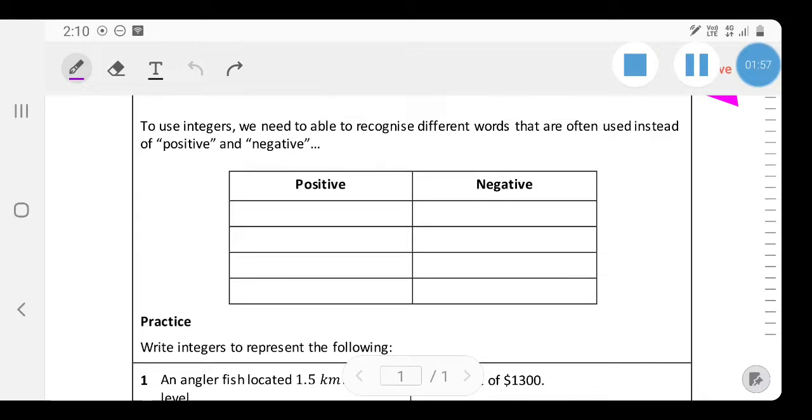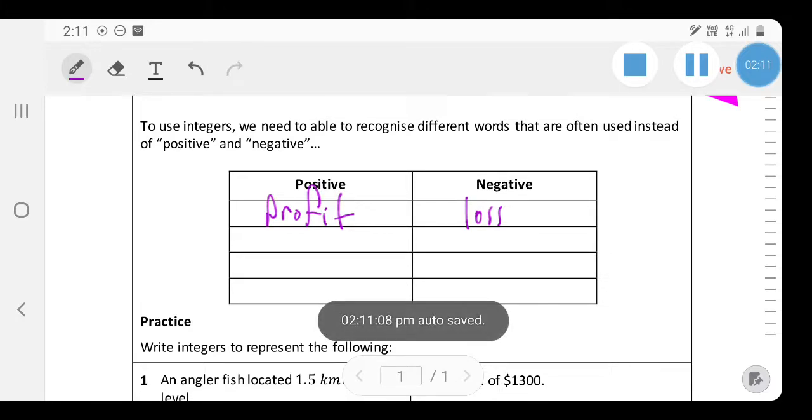The first pair of words is going to be profit and loss. All right, so if I'm a business owner, I can say that my business had a profit of plus $10,000 today. And that's a number with a positive or a negative sign in front of it. Okay, so that's an integer, positive 10,000.